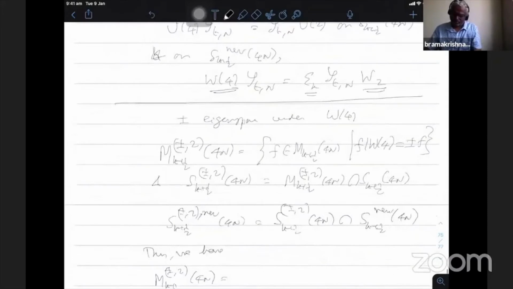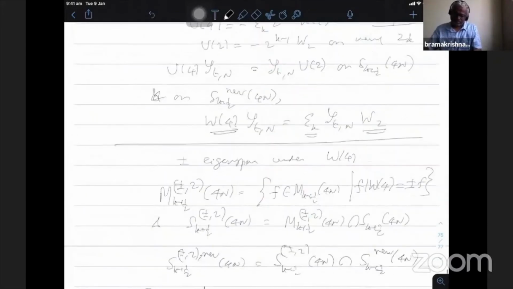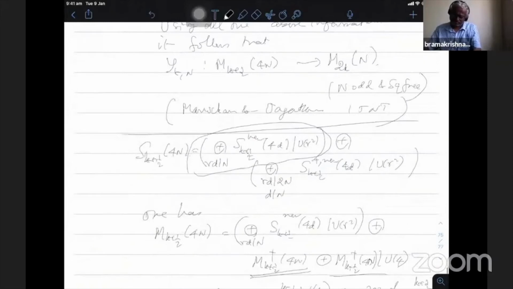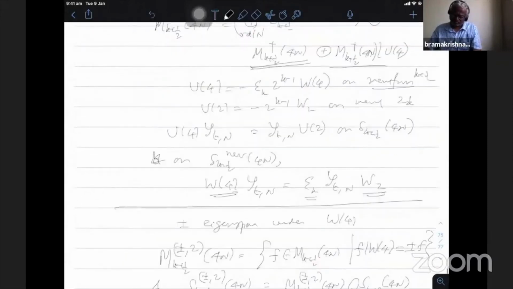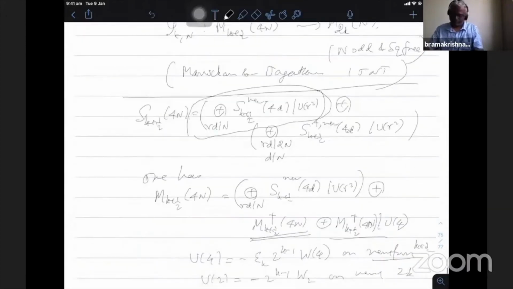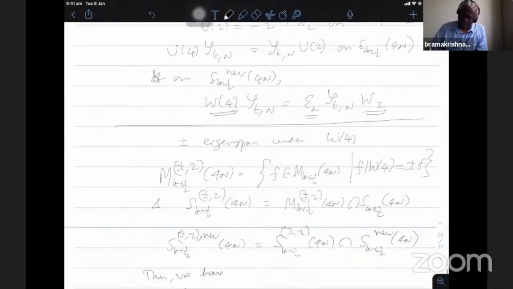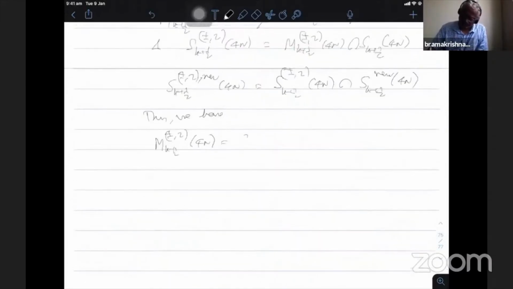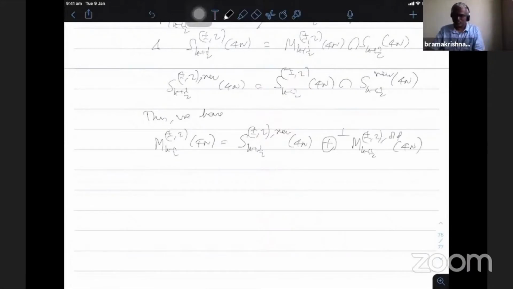Therefore, for each one I have considered this using this decomposition. Where is that M_{k+1/2} I wrote? Yeah, here. What he is trying to do is take this M_{k+1/2} and write it as S_{k+1/2}^{±}(4N)new direct sum, which is orthogonal, M_{k+1/2}^{±}(4N)old, because all other things are old forms, and together with the isomorphism for everything belonging to the old class.